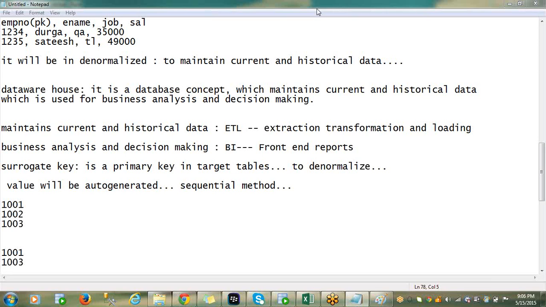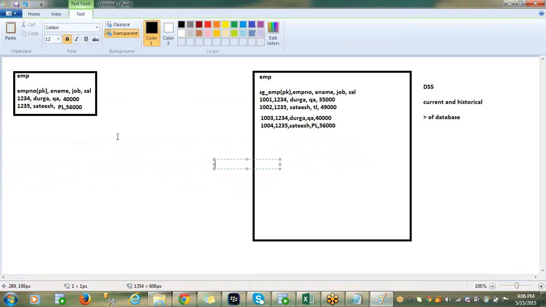Okay, clear? We'll see with an example, that will be more understandable for you. Okay, all right, thanks. Fine. Now I have split the definition into two types, maintaining current and historical data, so we'll talk about that.